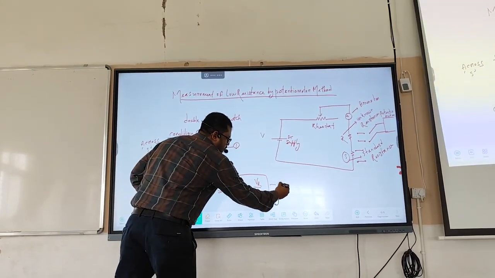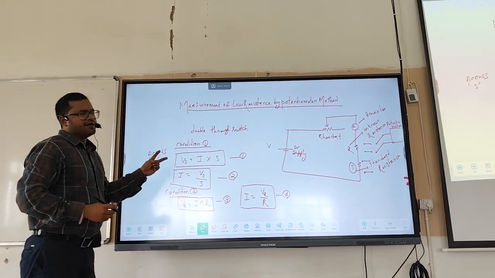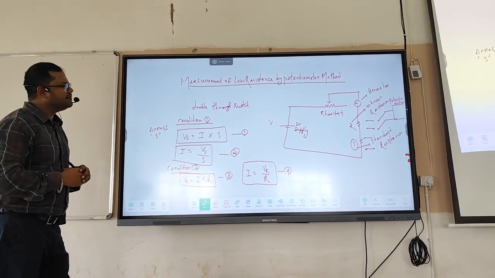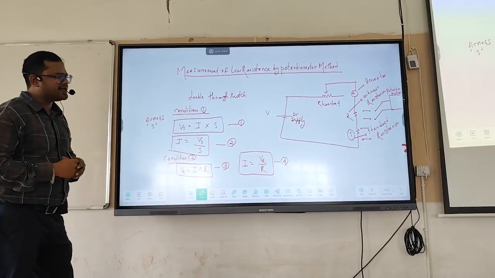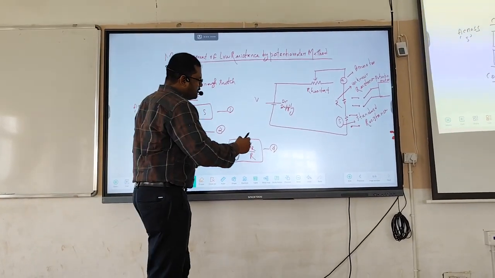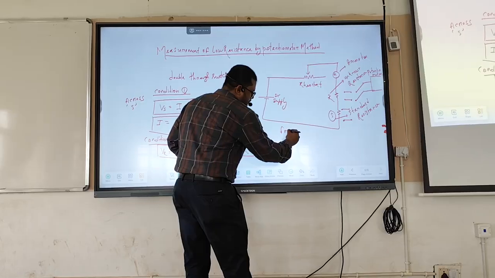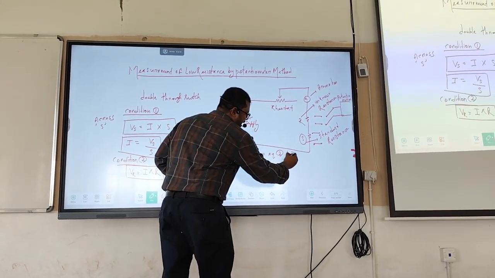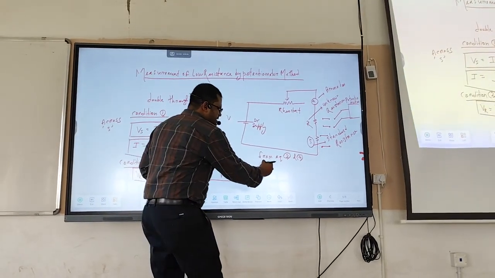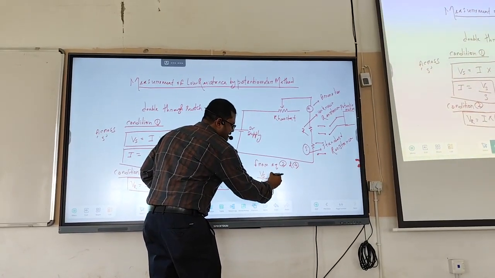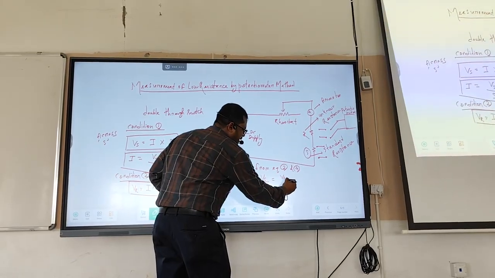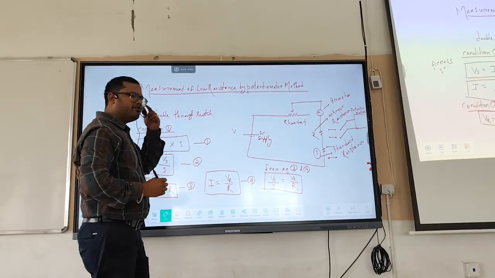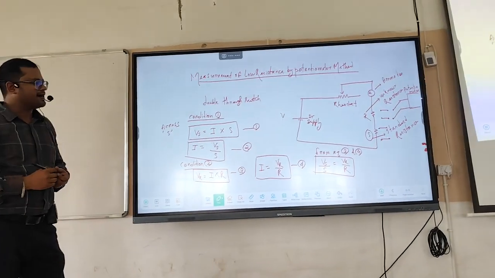This is equation 4. Looking at equations 2 and 4, the current is the same in the circuit, so we can equate these two equations. From equations 2 and 4, we can write that Vs by S is equal to VR by R. This is the equalizing factor.